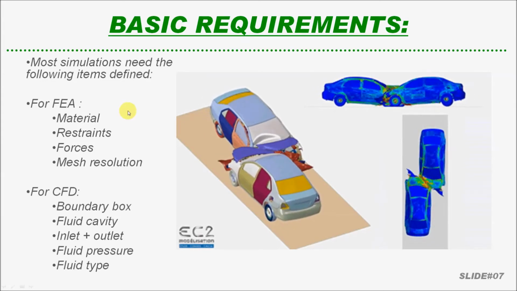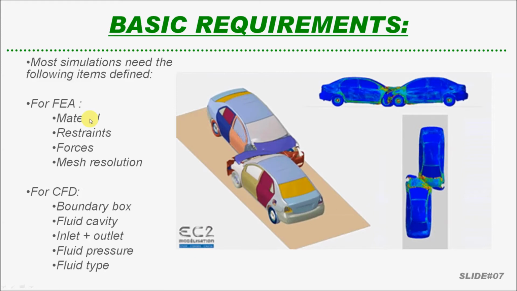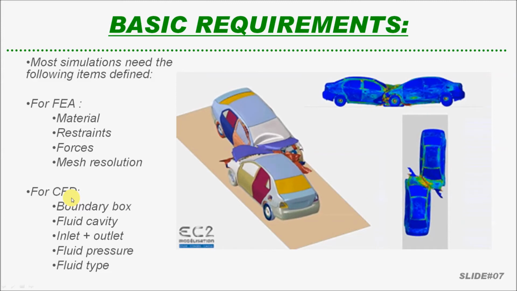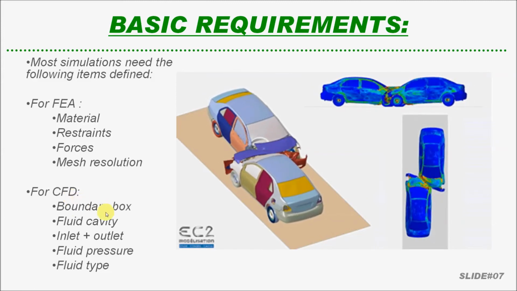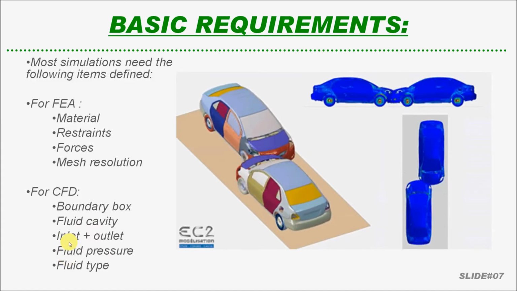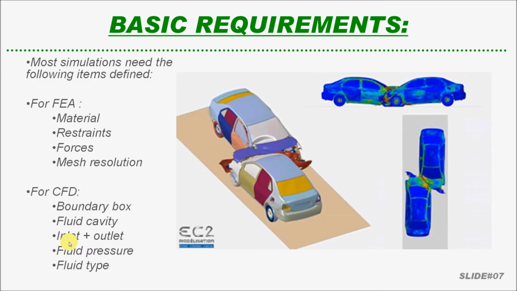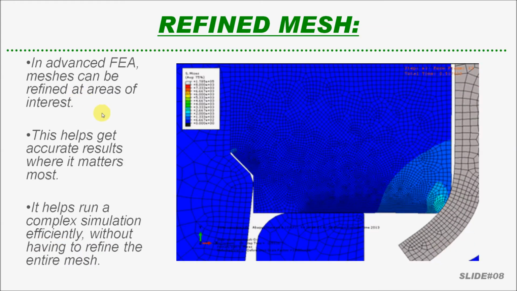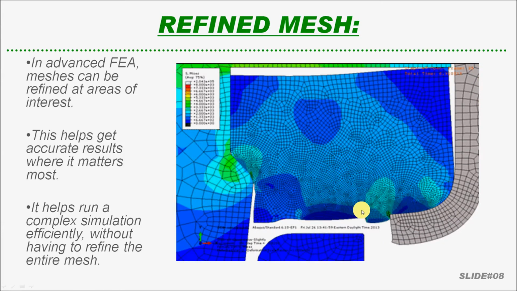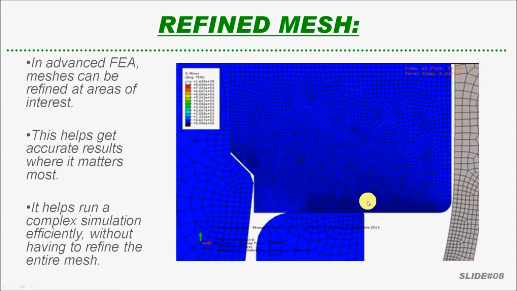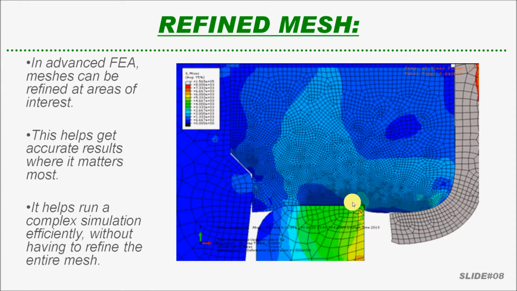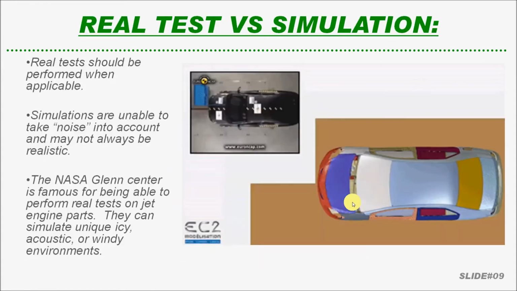So when you do an FEA, you need to set some parameters. You need to set the material, the restraints, the forces, and the mesh resolution. When you set up a CFD simulation, you need to set the boundary box, the fluid cavity, the inlet, outlet, fluid pressure, and the fluid type. Those are pretty generic specifications that you spec on pretty much any kind of simulation, really. Another thing you gotta realize is with these Ferrari programs, you can refine a mesh. You see how you can refine this mesh? This gives you a lot more granularity and a lot more information about your simulation. You cannot do that with standard generic FEA programs.